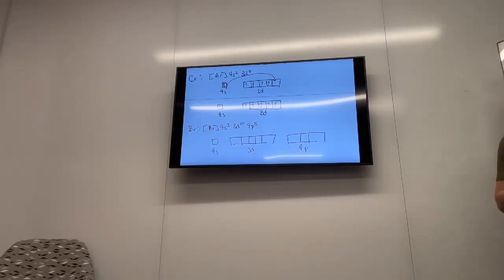Are those the only ones that have exceptions? Everything else will be true. Yep, everything else is the same. So the only exceptions you need to know are chromium and copper.